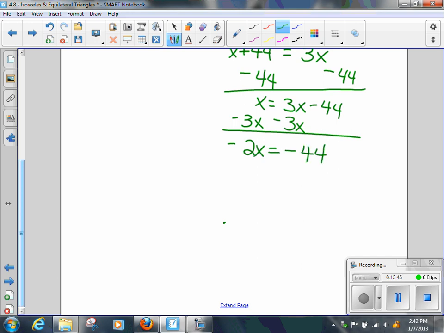Okay. And do what? Right on. Divide by -2. And we get -44 divided by -2, which is what, folks? Positive 22. That's my answer, right? Why not, Lauren?